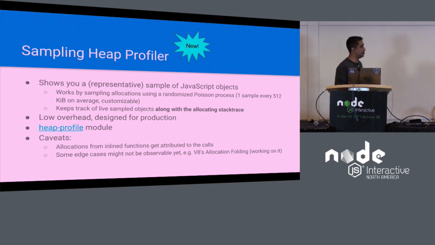And then there's some edge cases. The V8 optimizer is really smart, and it optimizes things quite a bit. So there's some types of allocations that it cannot observe. But it's already pretty good to use, and I would definitely welcome feedback on this.